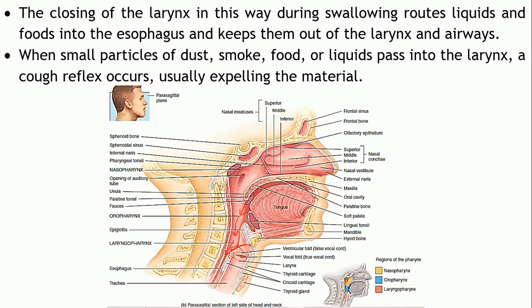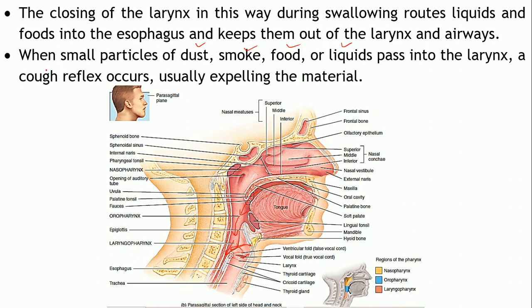Glottis is the vocal folds, right? Folds which are present within the larynx. So, it closes off the larynx, so that any food or drinks do not enter into the larynx. That is your respiratory tract. Now, supposing small particles of dust or smoke or food or certain liquids pass into the larynx, what will happen?